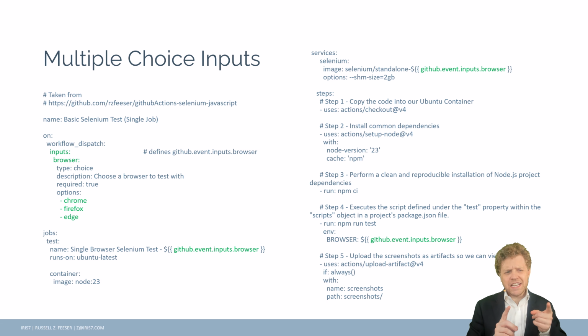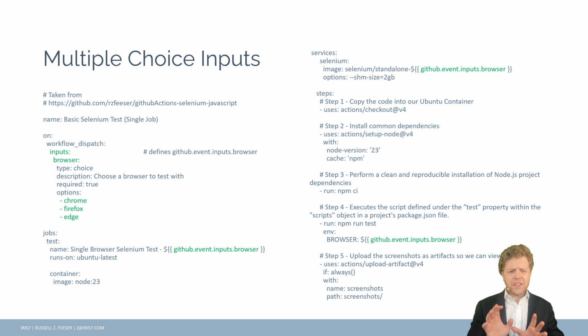And you can see in green, under the on workflow dispatch, there's inputs, there's browser. Now, browser is the variable that we're defining. That could ultimately be whatever you wanted, but it's a choice. That means there's going to be a drop-down menu. It's required. You have to pick one at runtime. And the options there, Chrome, Firefox, Edge, are ultimately the choice that they can make.